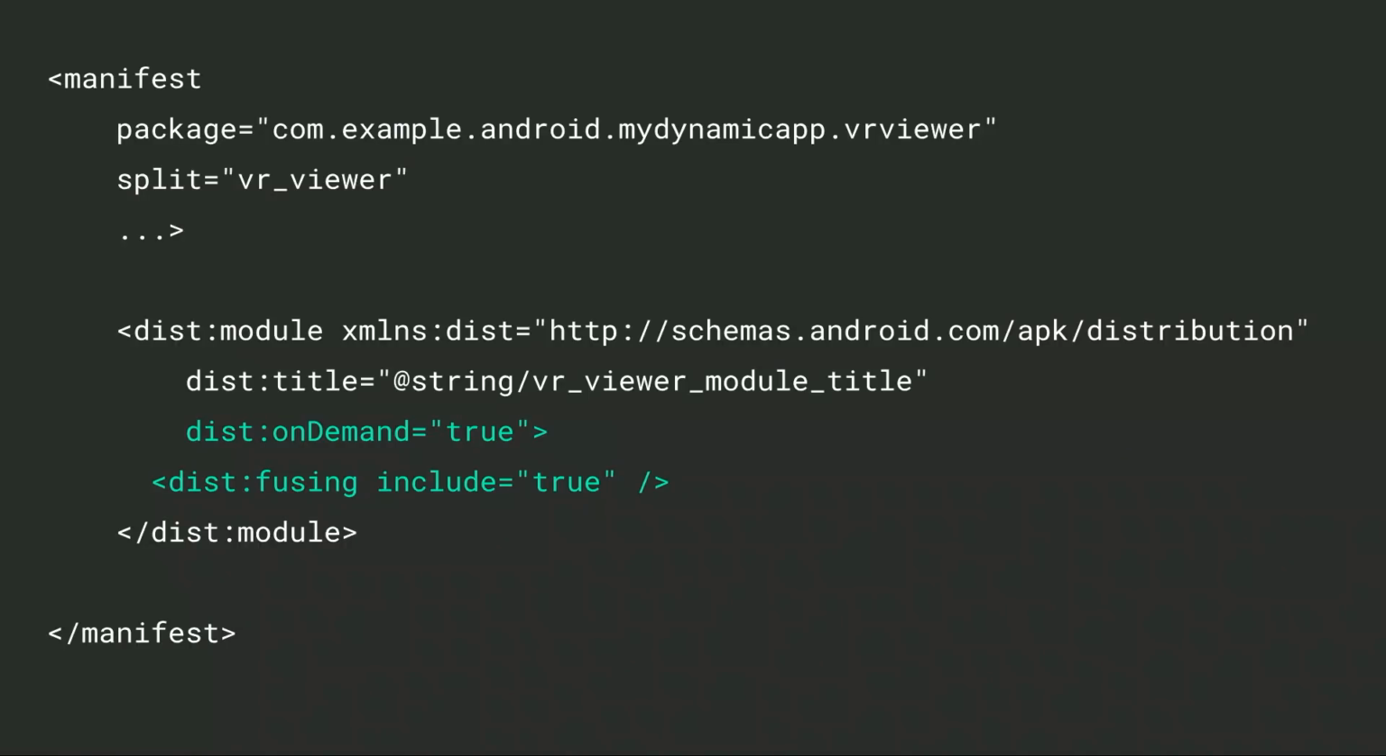Of course, we now know that on-demand modules are only supported on L+ devices. So if you choose to also provide this module in pre-L devices, you're going to add the fusing tag to instruct Play Store to include this module alongside the base module at install time when delivering to pre-L devices or in the universal APK.